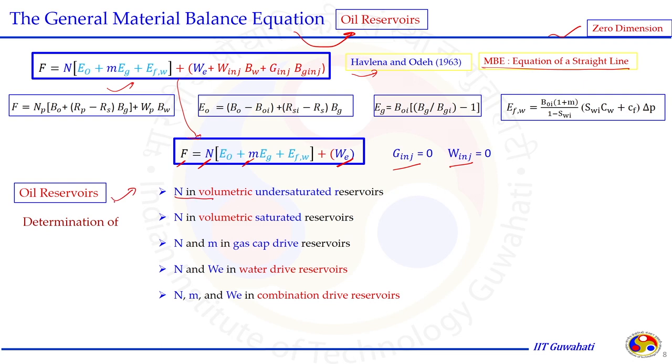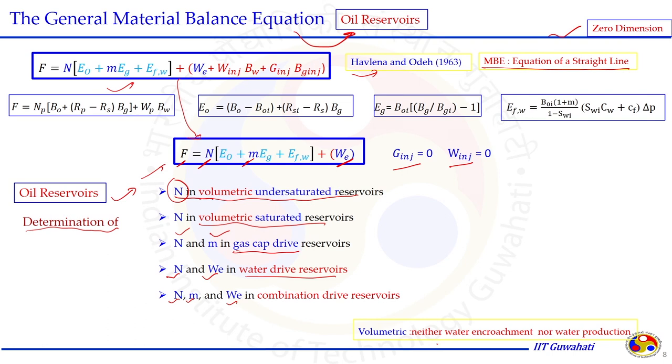So let's see the cases of the oil reservoir. The performance equation or the straight line equation can be set up for the determination of N when the reservoir is a volumetric undersaturated reservoir. Similar expression can be established for the volumetric saturated reservoir. When we are having the gas cap drive, two terms, N and M, are unknown. When we are having the water drive reservoir, no gas cap, then we are having unknown N and WE. And when a combination of drive mechanisms is responsible to produce the oil, we are having three unknowns, N, M and WE.